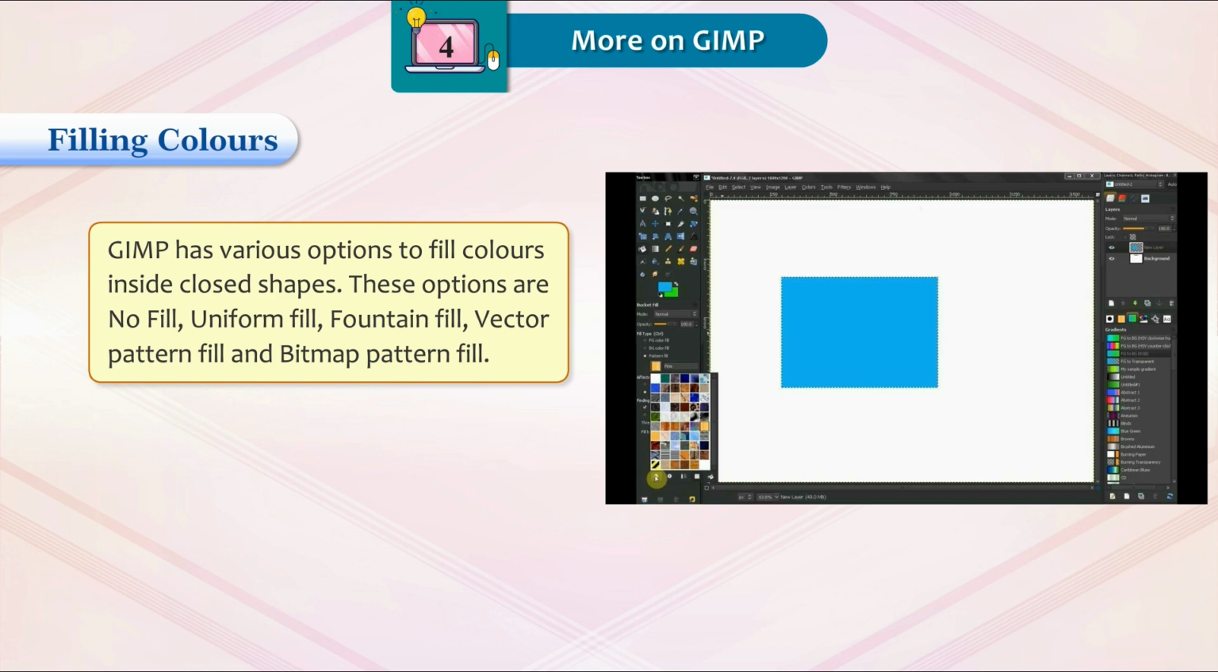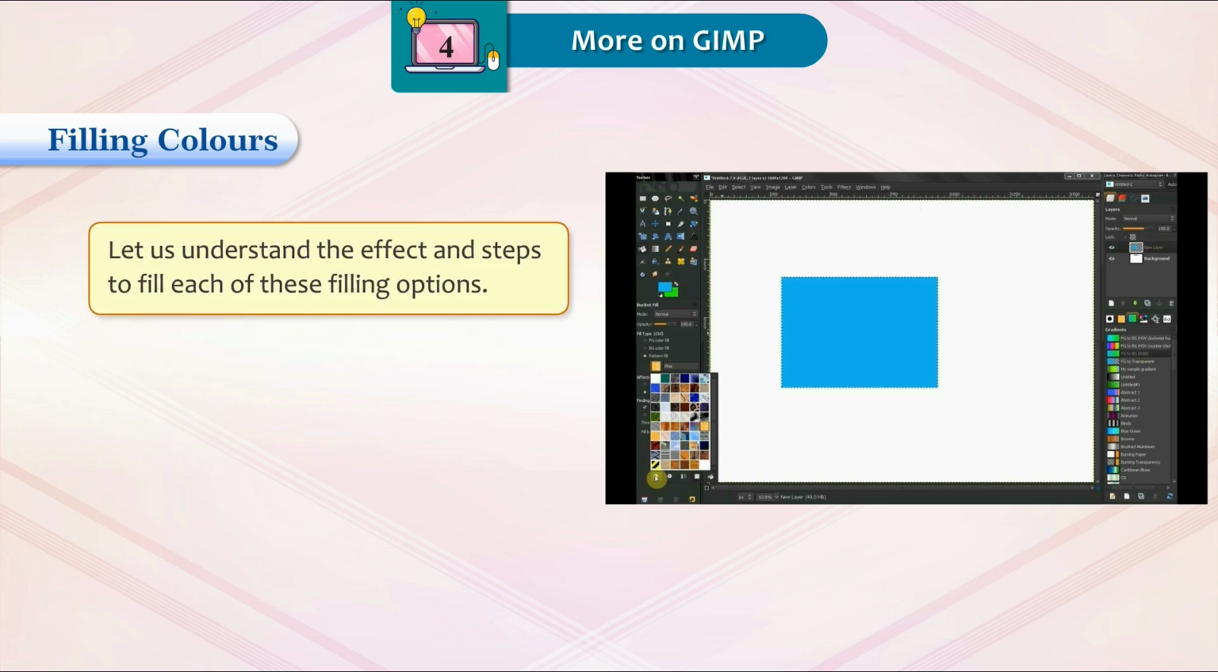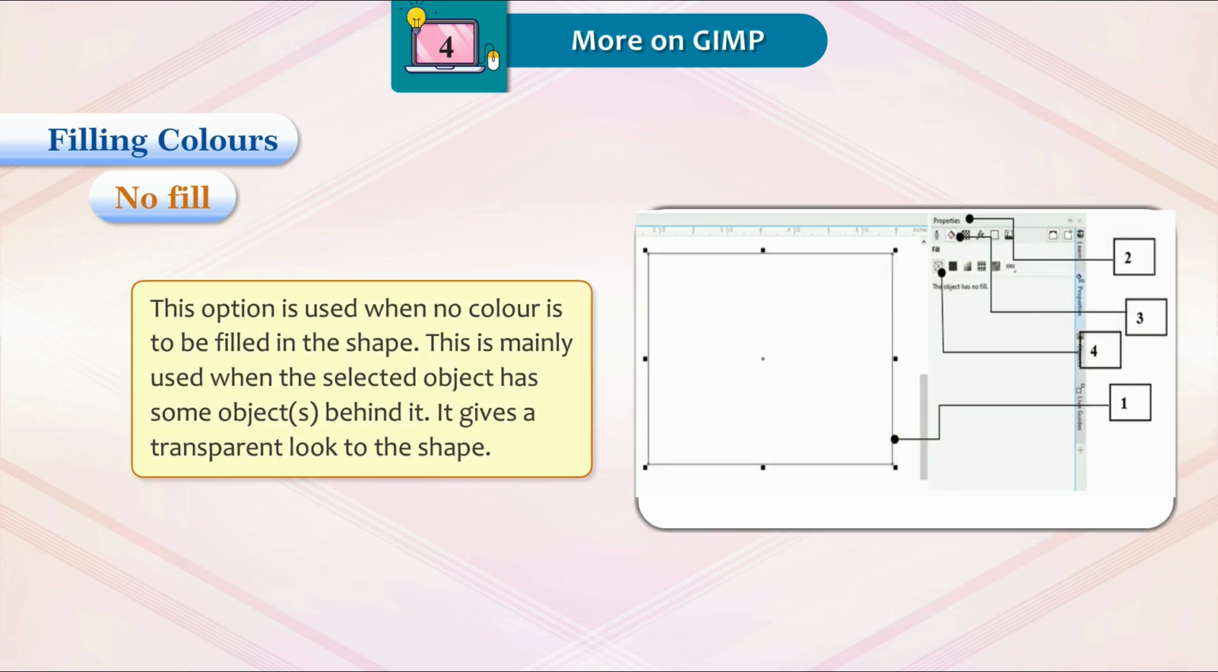Filling colors. GIMP has various options to fill colors inside closed shapes. These options are no fill, uniform fill, fountain fill, vector pattern fill, and bitmap pattern fill. Let us understand the effect and steps to fill each of these filling options. No fill. The option is used when no color is to be filled in the shape. This is mainly used when the selected object has some objects behind it. It gives a transparent look to the shape.